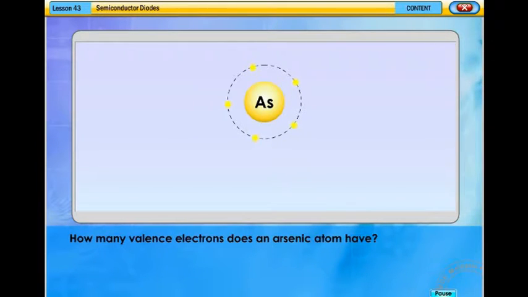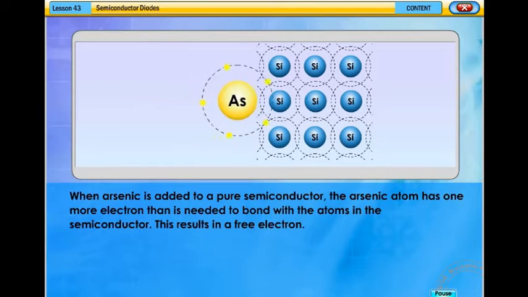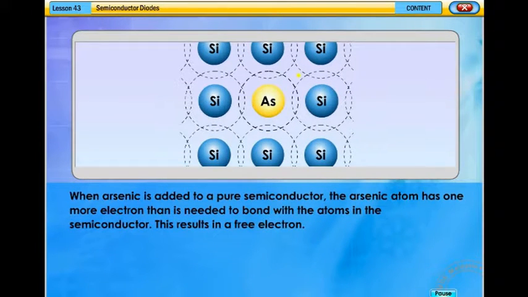How many valence electrons does an arsenic atom have? An arsenic atom is a pentavalent atom and therefore has 5 valence electrons. Arsenic is placed in group 5 in the periodic table. When arsenic is added to a pure semiconductor, the arsenic atom has 1 more electron than is needed to bond with the atoms in the semiconductor. This results in a free electron.